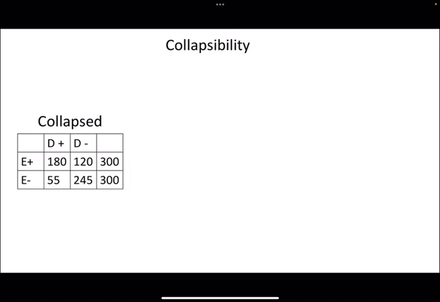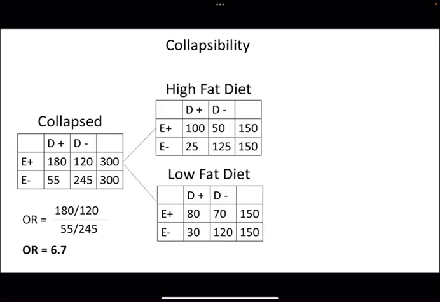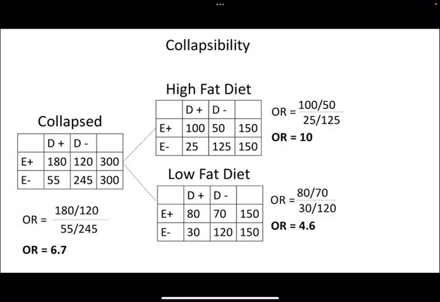That's not the case with the odds ratio, which I'll show where if we find the odds ratio now, this 300 in the exposure positive and negative group is not relevant because we're doing an odds. It's just 180 divided by 120 divided by 55 divided by 245. That comes out to 6.7. And if we again stratify this table by high fat and low fat and then do the odds ratio for each table, the high-fat odds ratio comes out to 10, and the low-fat odds ratio comes out to 4.6. And taking an average of that, 10 plus 4.6 divided by 2, it comes out to 7.3, which is different than the collapsed odds ratio, which was 6.7.